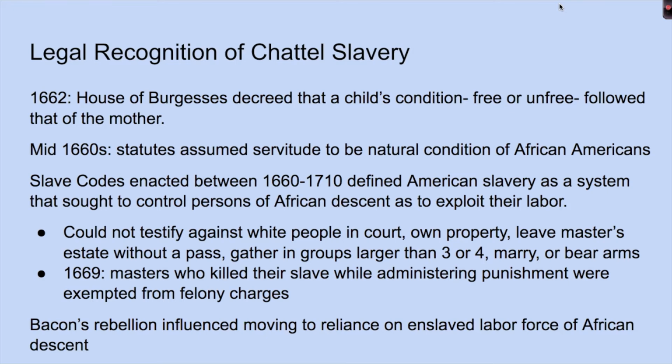Bacon represented the frontier areas. He wanted to attack and kill the Native Americans that were nearby. The governor, who made a lot of money from his trade with Native Americans, refused to go along and approve of these attacks.